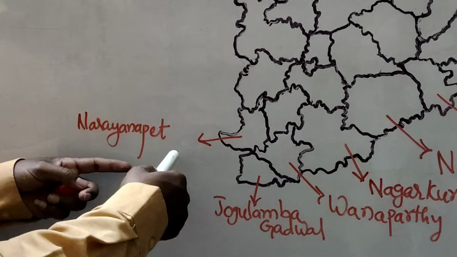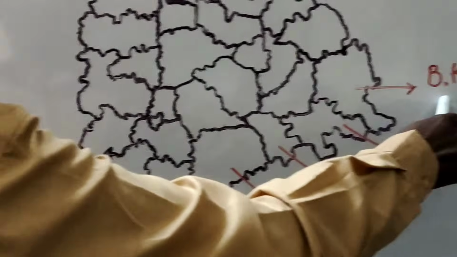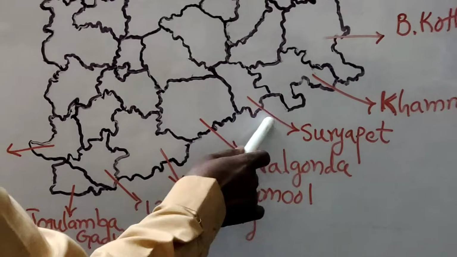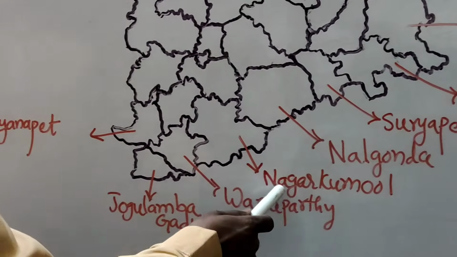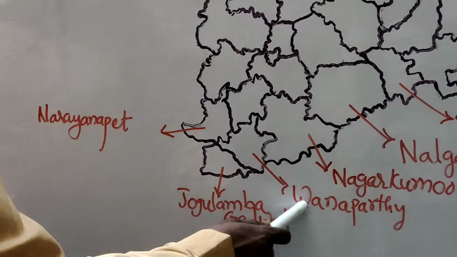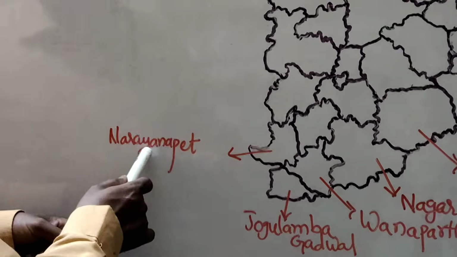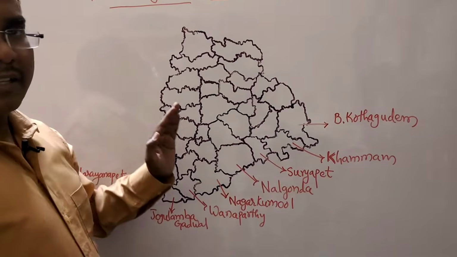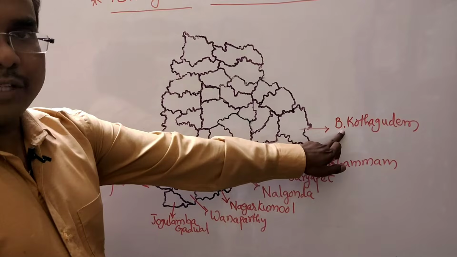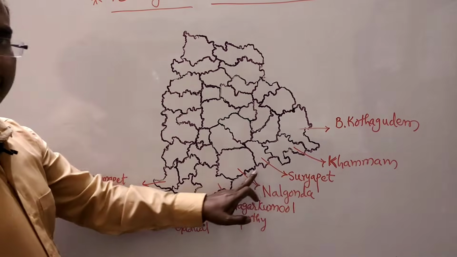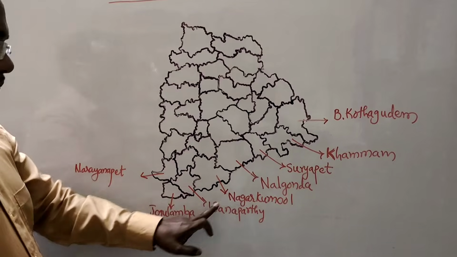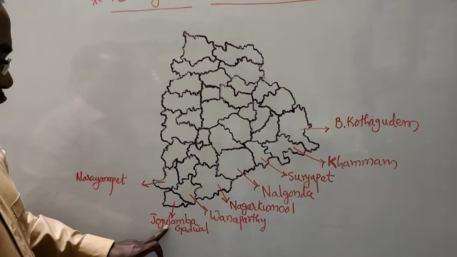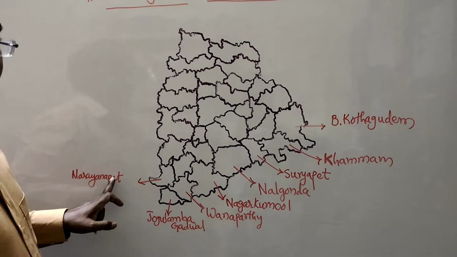These four come after the first four: Bhadradri Kottagudem, Khammam, Suryapeta, Nalgonda, Nagar Karnool, Vanaparthi, Jogulamba Gadwal, Narayanpet. First we have to learn these 8 in a sequence. After learning these, we will go for the next 8.